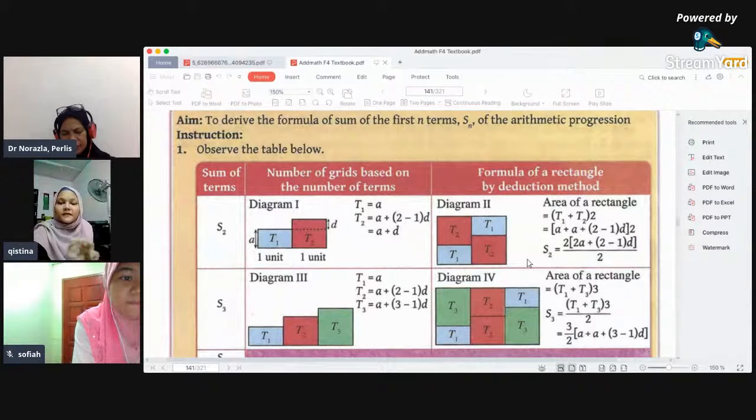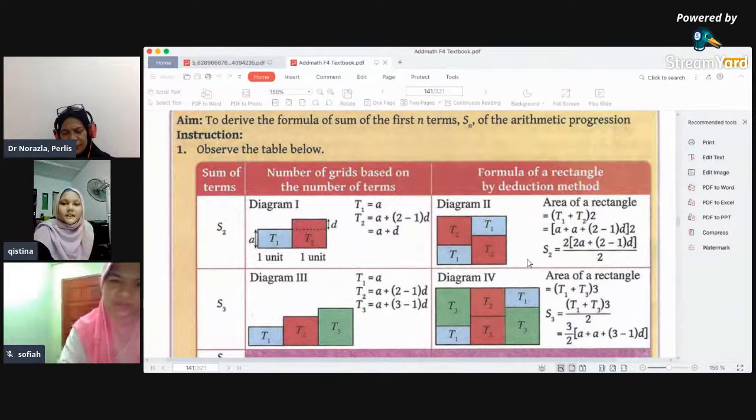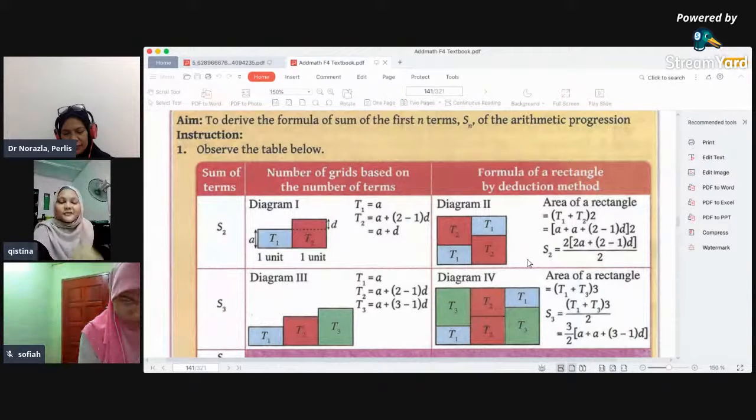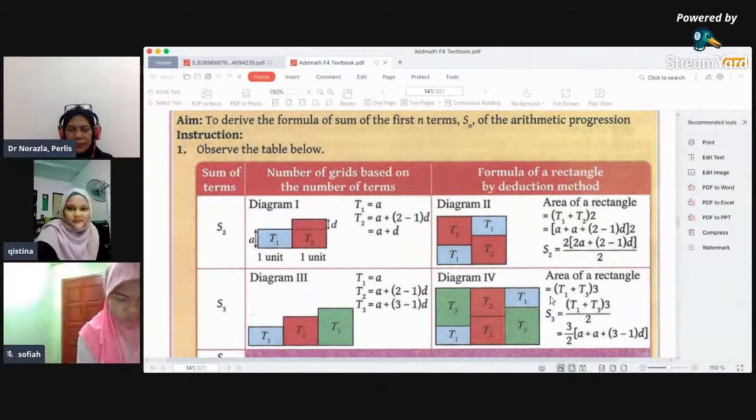So here we can see the information we obtain from diagram 1, the value of T1 and T2. Now let's move to diagram 2, where what we can see here is the same grid T1 and T2 were put inversely to form a rectangle, because we are going to use the formula of rectangle to calculate the sum of the terms.